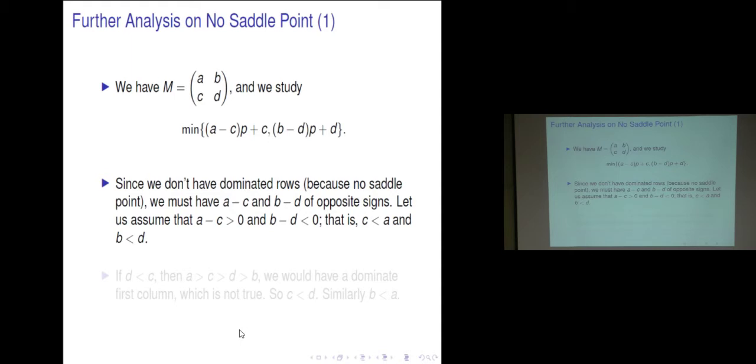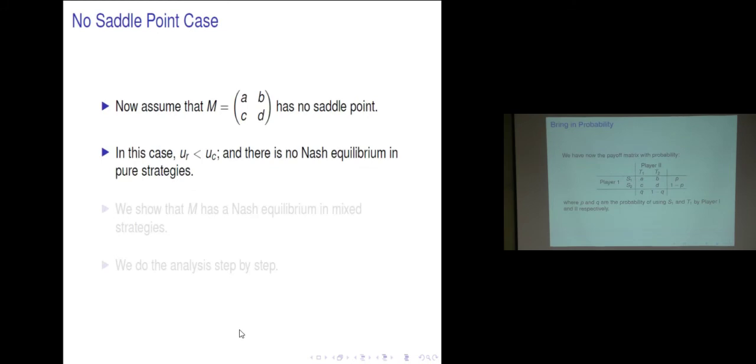So look at the coefficients A minus C and B minus D. If one of them is positive, the other one must be negative. These two must be of opposite sign. Otherwise, suppose both of them are positive: A is strictly bigger than C, and B is strictly bigger than D. The first row will dominate the second row. But we say no dominant rows. So these two signs have to be different. In our example, it's the case.